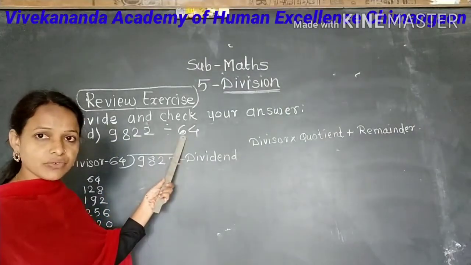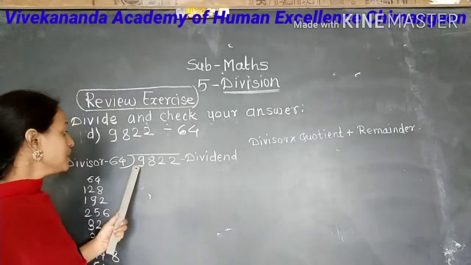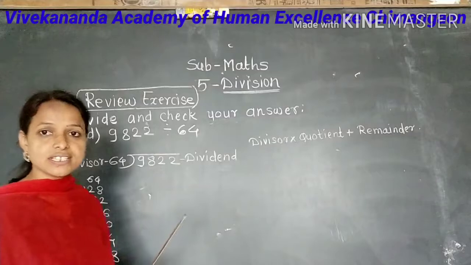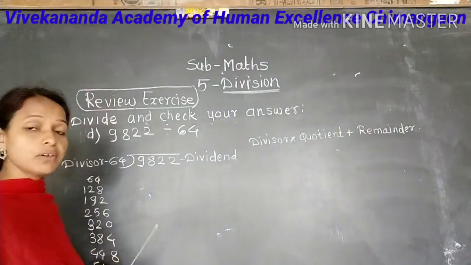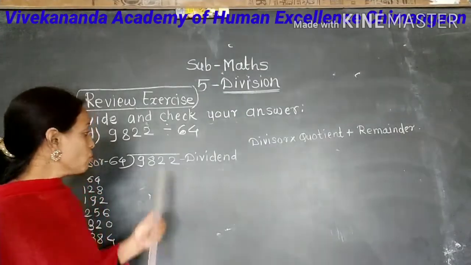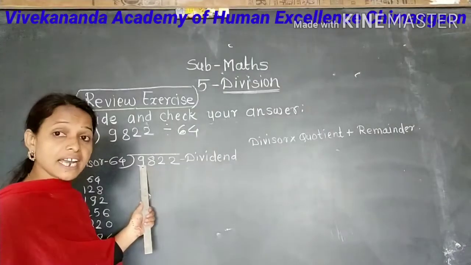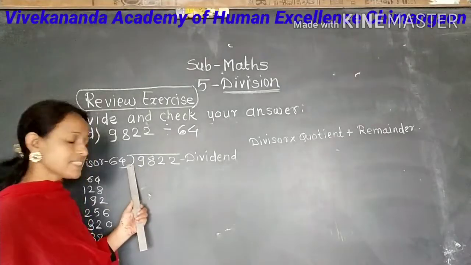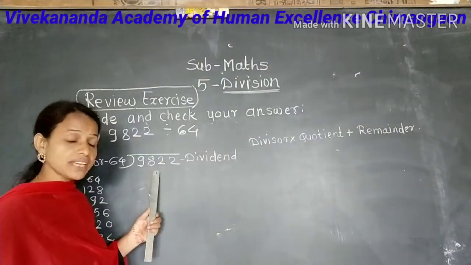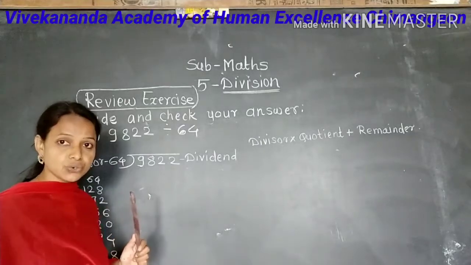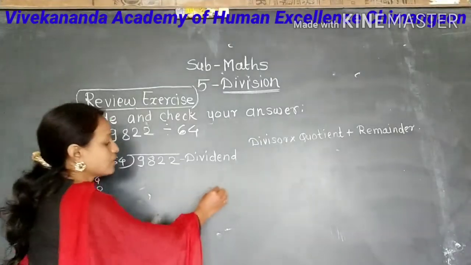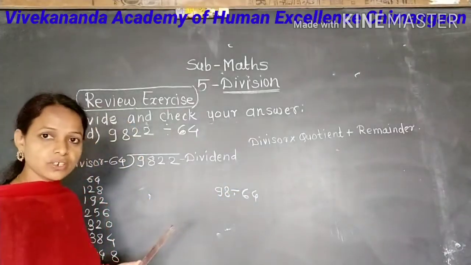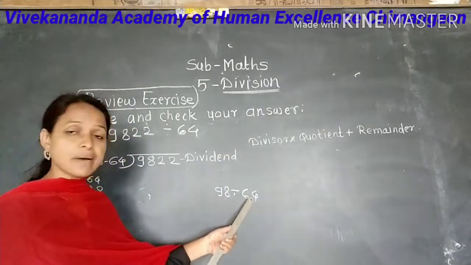9,822 divided by 64. So here in this example, 9,822 is dividend and 64 is divisor. Here I have written table of 64. Now we will divide. 98 means if we choose only 9, it is less than 64. So we have to choose the thousands and hundreds digits together to divide. So here we divide 98 by 64.